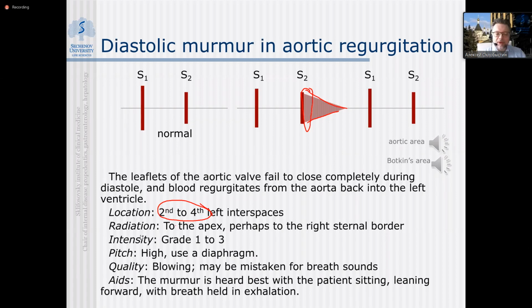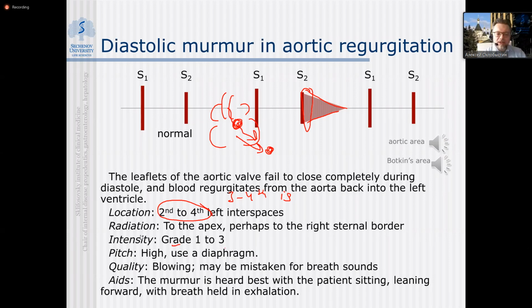Sometimes it may also involve the second interspace. Watkins area is third to fourth interspaces, and that will be the point of maximum intensity of that murmur. Radiation is back to the left ventricle. So we're talking about the jet of blood that will get from the aorta to the left ventricle, and therefore from the Watkins area. That is the area located over the aortic valve itself. Radiation also will be to the apex of the heart, to the left ventricle.